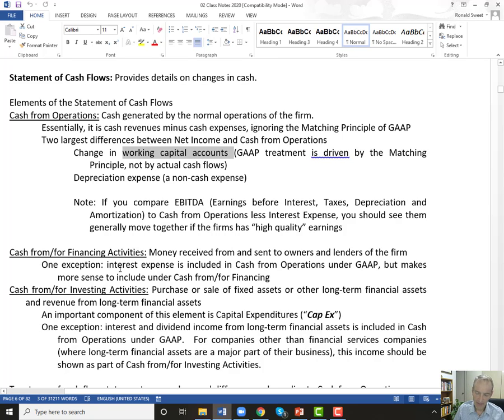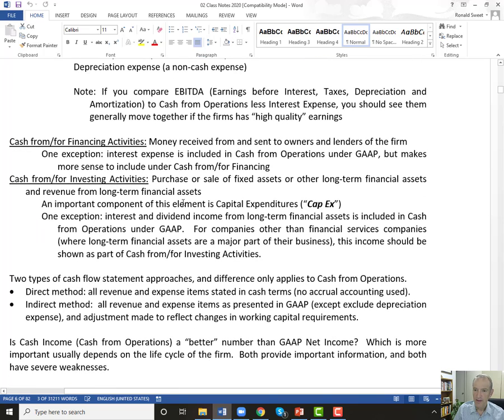But other than that, cash for financing is anything related to stockholders, anything related to bondholders with the exception of interest expense. And then a very, very important one is the investing activities. This is the purchase and sale of those long-term assets, buildings, buying other companies, buying certain investments, anything that would go on the balance sheet as an asset. When we buy those or sell those, that should be cash for investing activities.